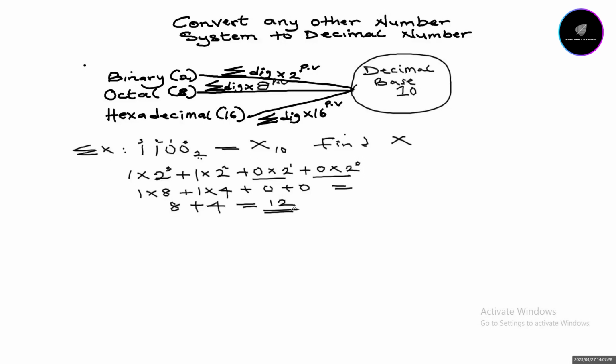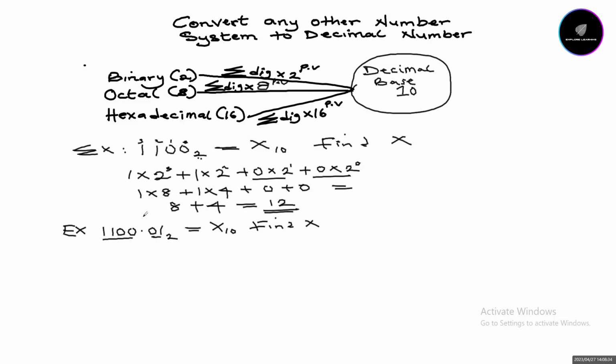Now let's consider an example where we have a decimal point. We have 1100.01 base 2, and we want to convert to base 10. It says find x. In this case, we also need to know how to determine the place value when we have a decimal point in the number. Remember, we're going to take the place value for the digits before the decimal point, and then we're also going to take the place value for the digits after the decimal point.